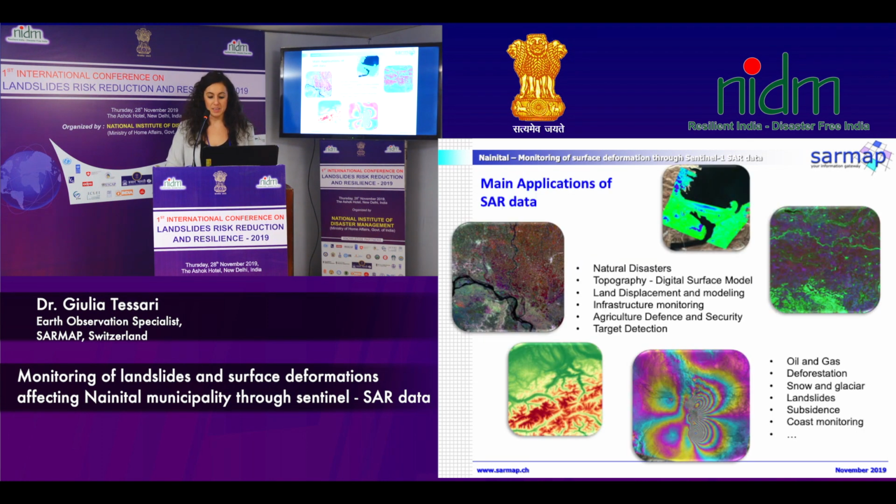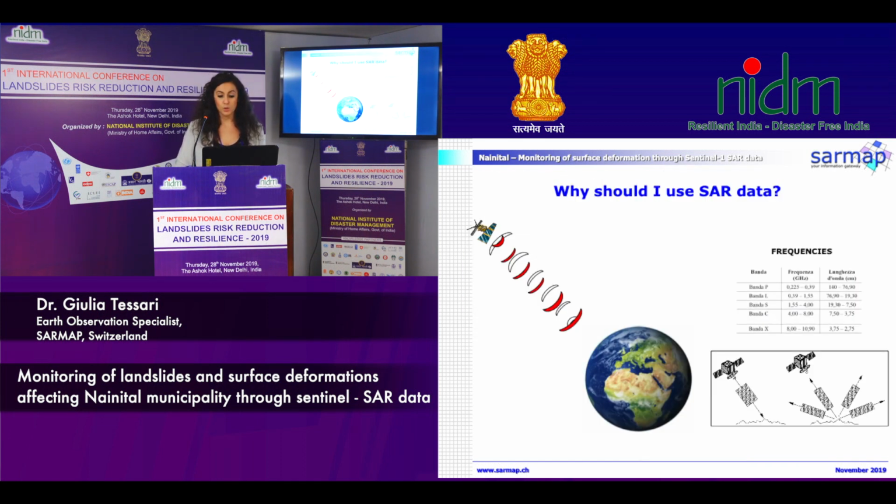So just to give an overview of the main applications of the technique we are using. We are speaking about radar data acquired by satellite. And there are plenty of applications where these data are really useful, starting from natural disaster to topography monitoring, land displacement, everything related to monitoring infrastructures, agriculture, defense, oil and gas extraction, snow and glacier, landslides. As you can get, most of them are really important and affecting several areas all around the world, but most of them are also real issues here in India. So just a fast overview of this data and why it is important to deal with this kind of application, this kind of technology.